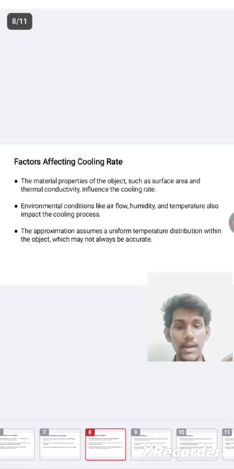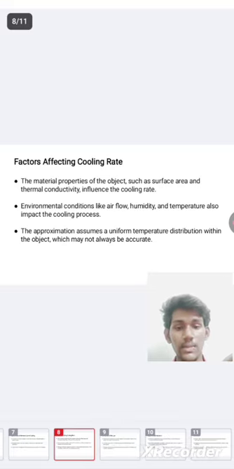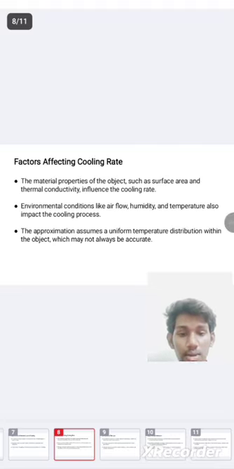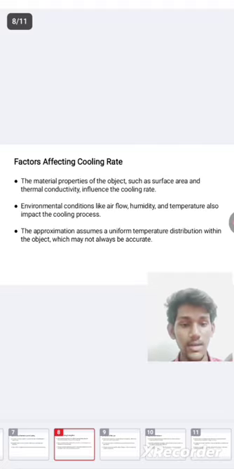Factors affecting cooling rate. The material properties of the object, such as surface area and thermal conductivity, influence the cooling rate. Environmental conditions like air flow, humidity, and temperature also impact the cooling process. The experimentation assumes a uniform temperature distribution within the object, which may not always be accurate.